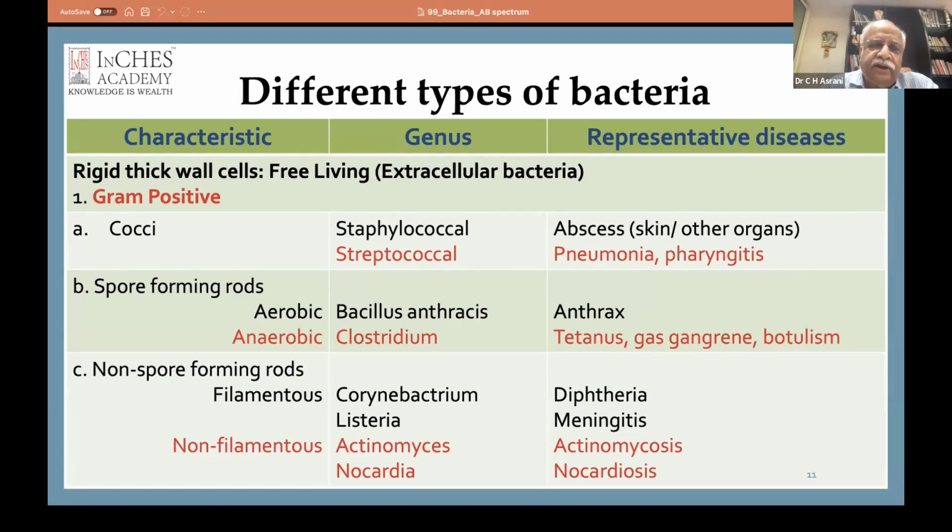Then we have rigid, thick wall, free living, spore forming rods. Aerobic is Bacillus anthracis. We don't see it in practice. Anaerobic is Clostridium, tetanus, gas gangrene, and botulism. Non-spore forming rods could be filamentous and non-filamentous. Corynebacterium causes diphtheria and Listeria causes meningitis. Non-filamentous, Actinomyces causes actinomycosis and Nocardia causes nocardiosis. It is complex for us to remember. That's why we are giving this PDF to you to store with you and refer to as and when required.